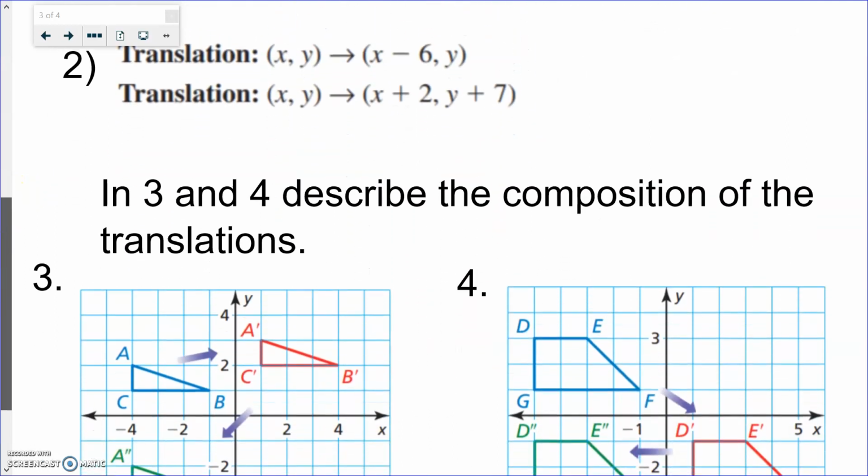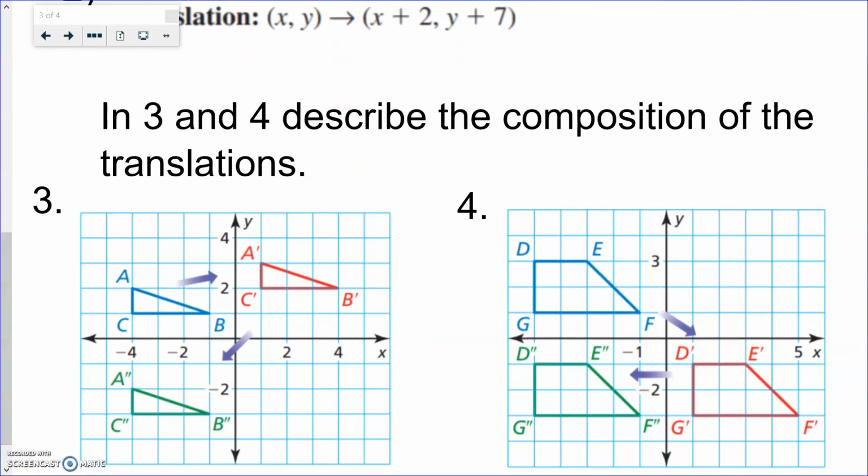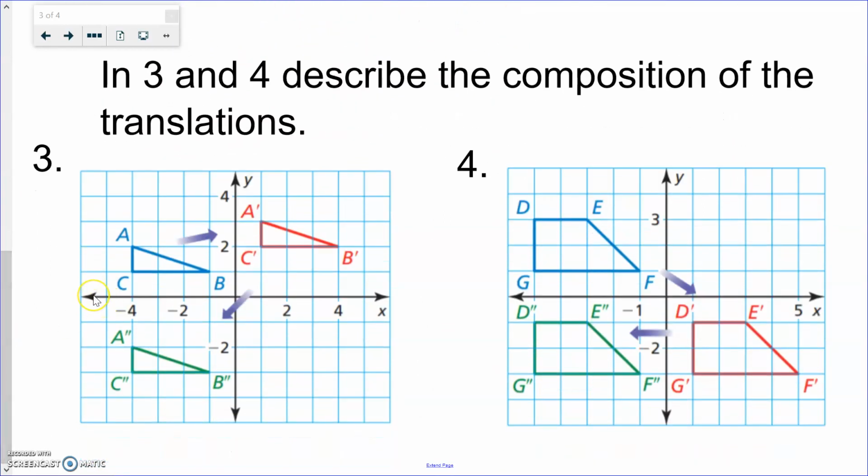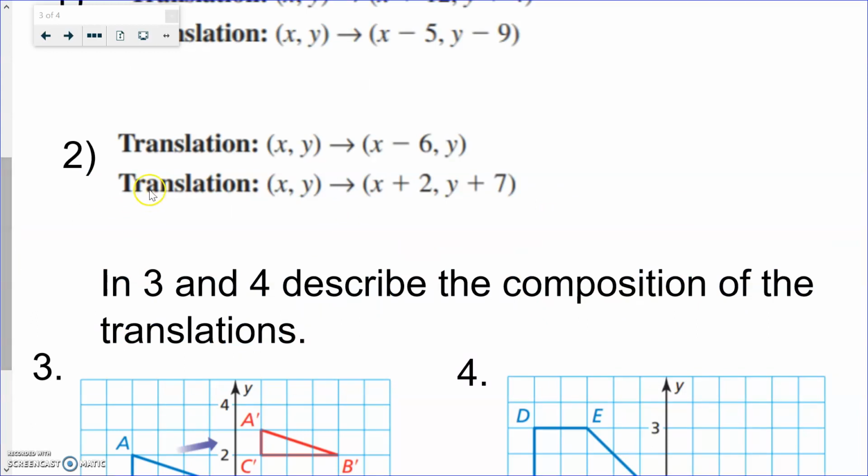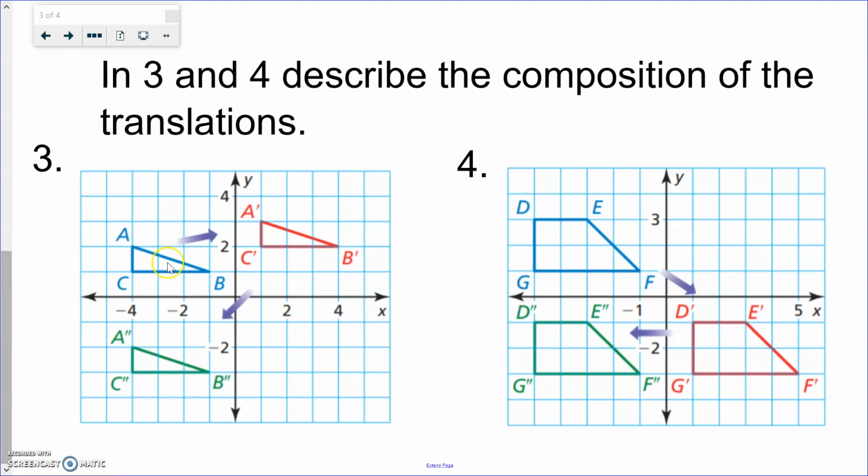And then for 3 and 4, we start off with our pre-image, and then we do a composition of translations and end up with our image. You need to tell me the directions such that they look like this. So in our first one, we're going to be graphing and moving them, and in our second half, you're going to have the graph, and you have to give me the directions. Okay.